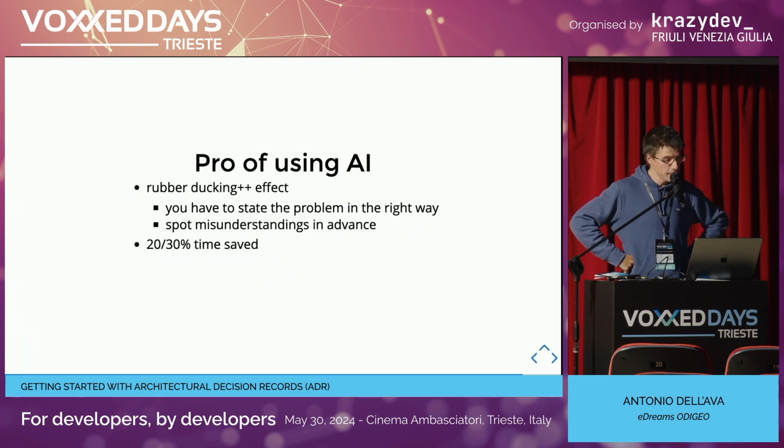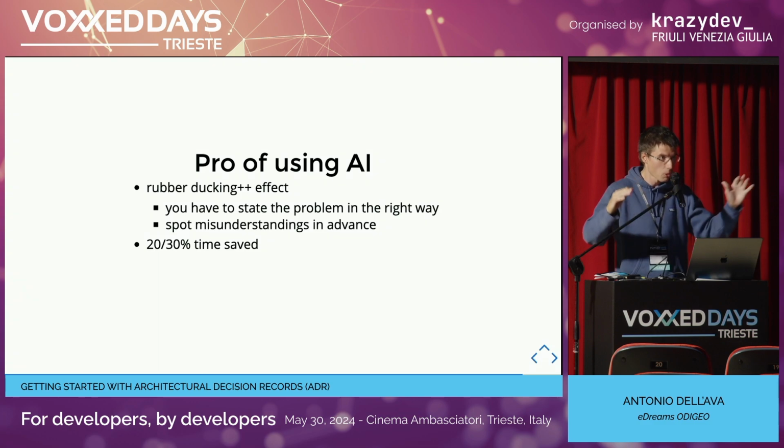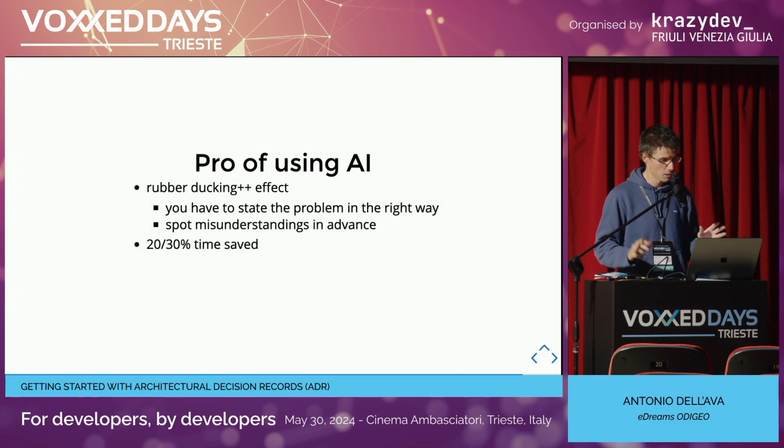And there is also a rubber ducking plus effect. So to make Gemini, the AI, understand what you want to say, you should be really specific. And this is more useful than saving time, okay? Because you spot the misunderstanding in advance. This is really, really useful, since you have to state your problem really, really well. I think this is super.